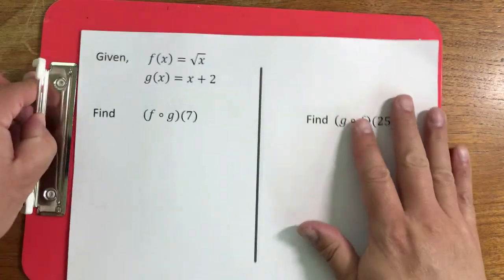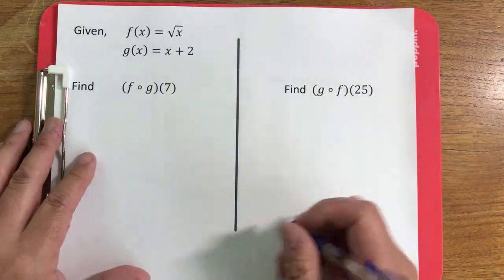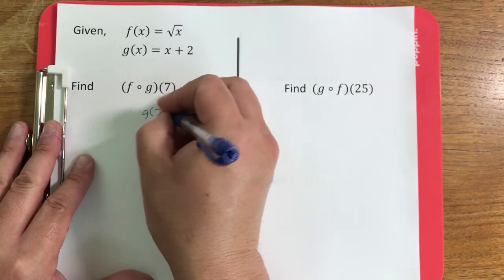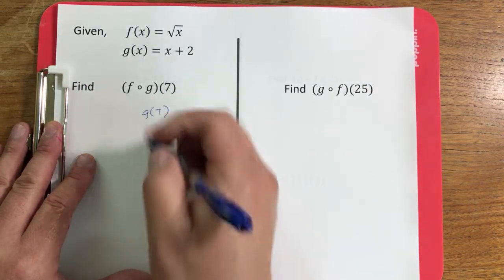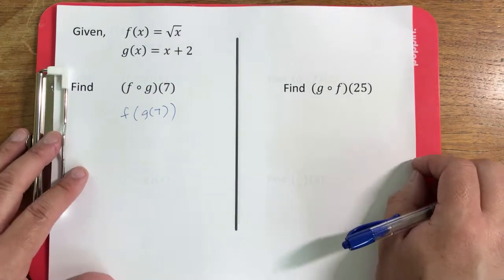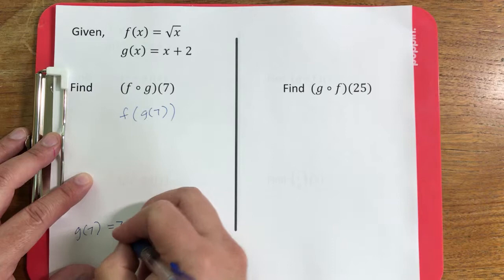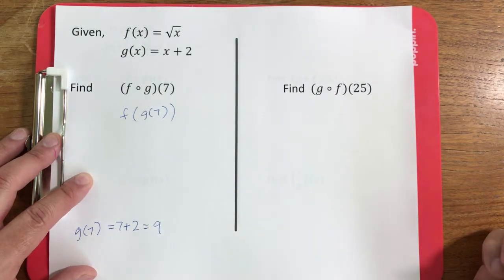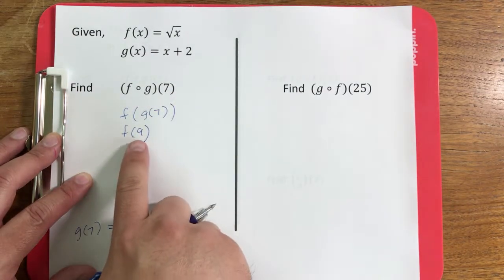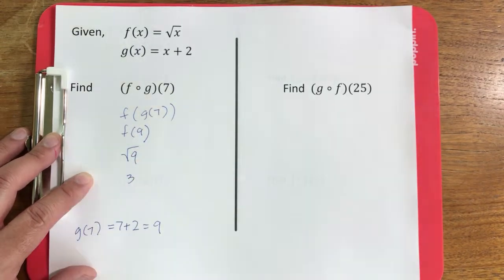Okay. Now, we can also do composites with numbers in the parameter. So again, we go right to left. I'm going to plug in 7 into g, and then I'm going to plug in g of 7 into f. Okay. So first let's figure out what g of 7 is. g of 7 is equal to, if we plug in 7 here, 9. So I can replace g of 7 with 9, and then if we plug in 9 into f of x, we'll get square root of 9 is equal to 3, and that's my answer.